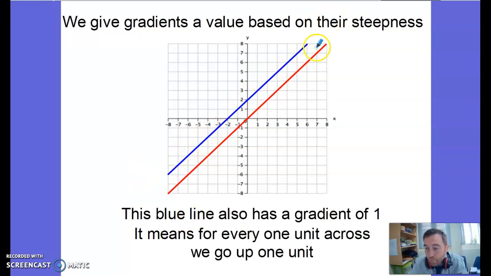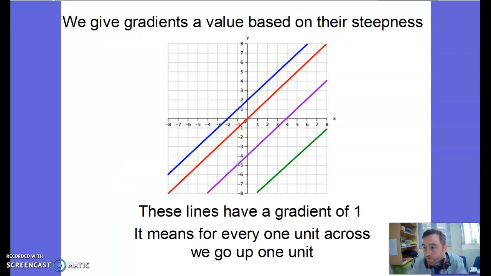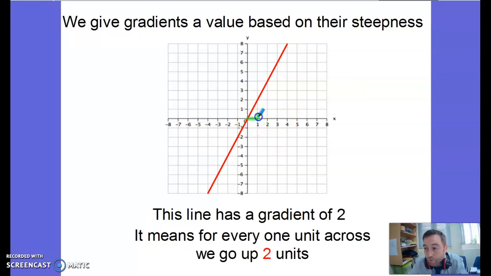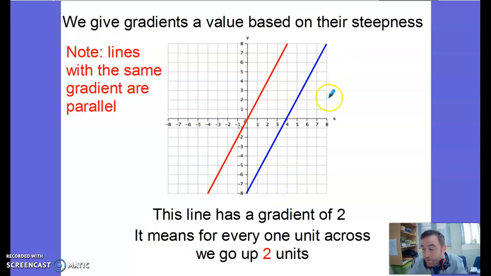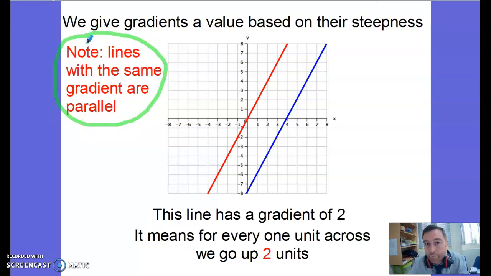This blue line also has a gradient of 1, because it's still along 1, up 1, along 1, up 1. And you'll notice that lines with the same gradient, all of these lines have a gradient of 1. And we could change that gradient to make it a gradient of 2, along 1, up 2, along 1, up 2. This line also has a gradient of 2. If lines have the same gradient, they will be parallel.